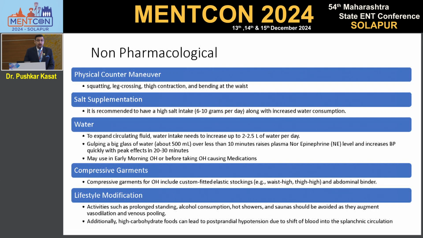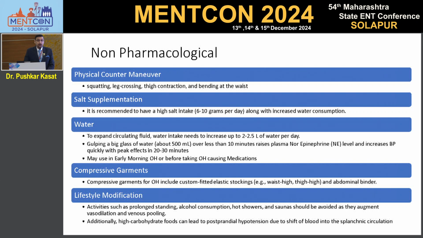Compressive garments are very commonly advised, but they are very inconvenient to the patient, and patient compliance is very low. So more than stockings, it is the abdominal binder which helps, because the splanchnic circulation is increased in orthostatic hypotension, and the abdominal binder helps to send the splanchnic blood flow back, so it increases the venous return.